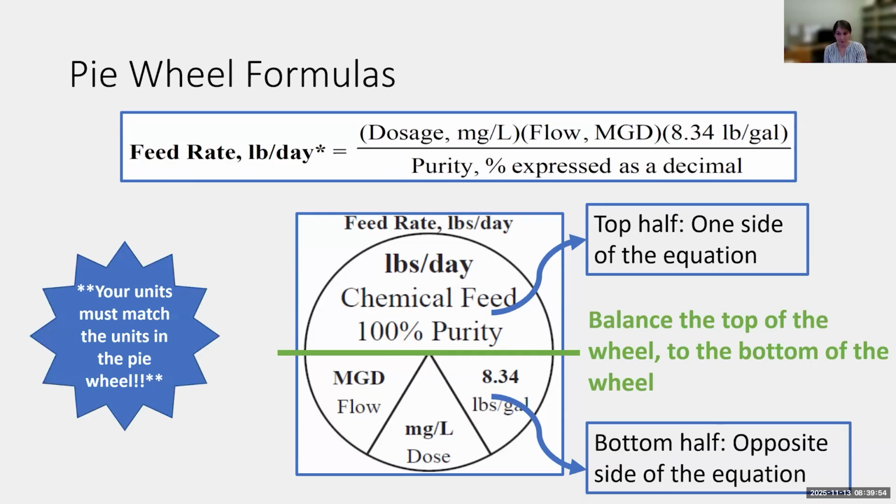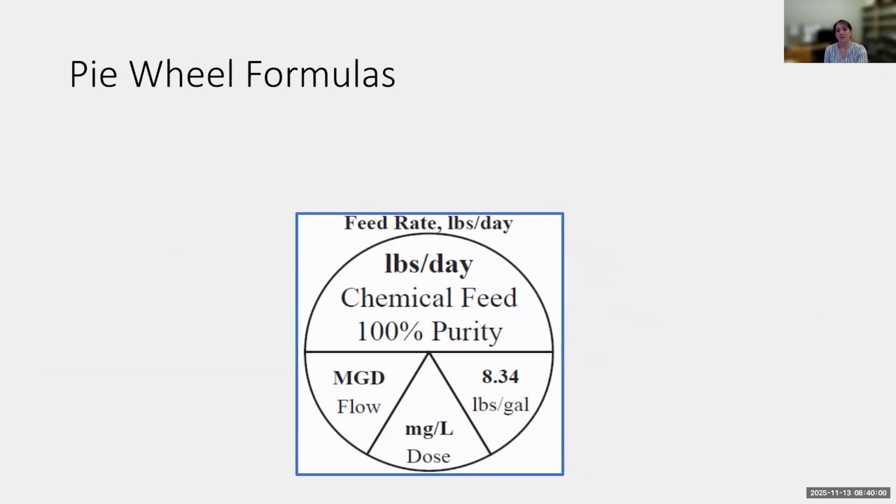And as with all of our formulas, you need to make sure that your units match the units in the pie wheel. You also want to note that this formula is for chemical solutions with 100% purity. So you're not going to be able to use pie wheel formulas if you're using liquid chlorine or if you're using solid chlorine. It only works for gas.